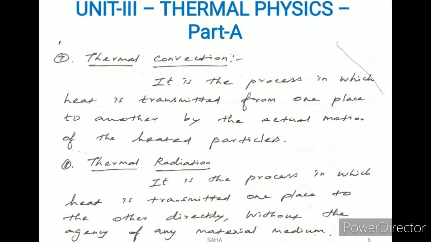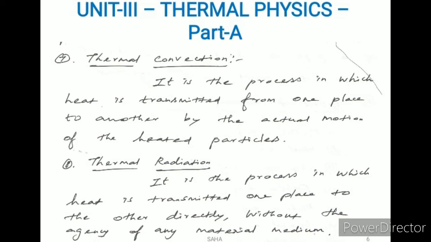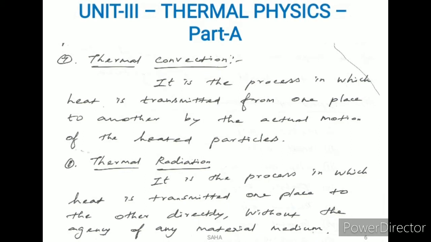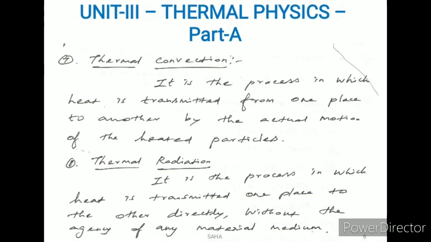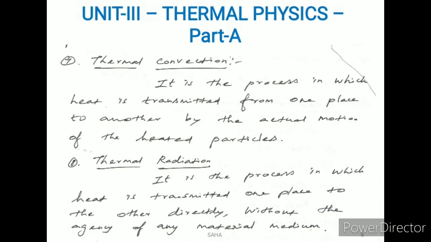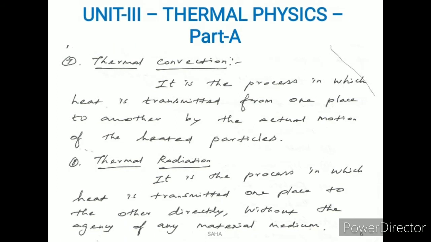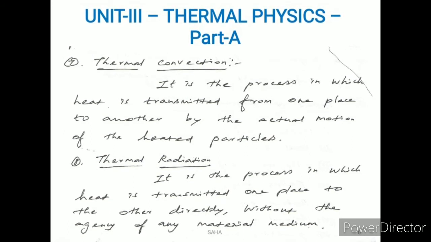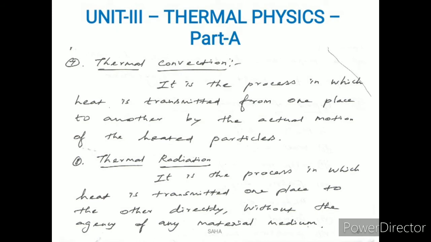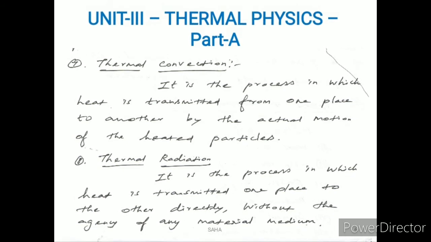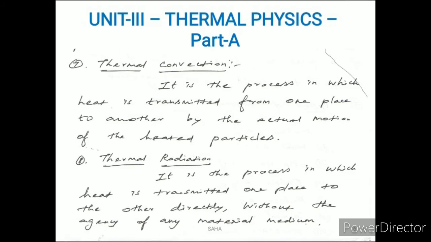Seventh question, thermal convection. It is a process in which heat is transmitted from one place to another place by the actual motion of the heated particles. Eighth one, thermal radiation. It is the process in which heat is transmitted from one place to another place without the agency of any material medium. So convection means actual motion of the heated particles, radiation means without the agency of any material medium.